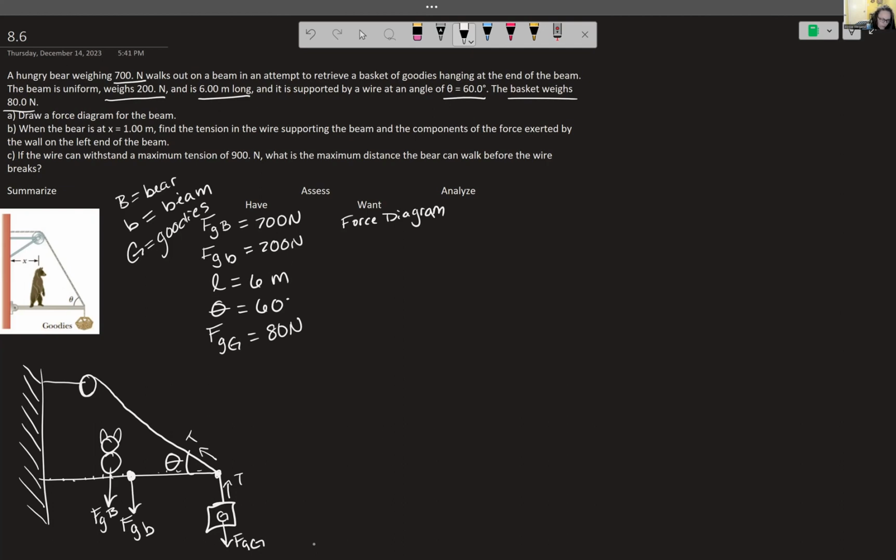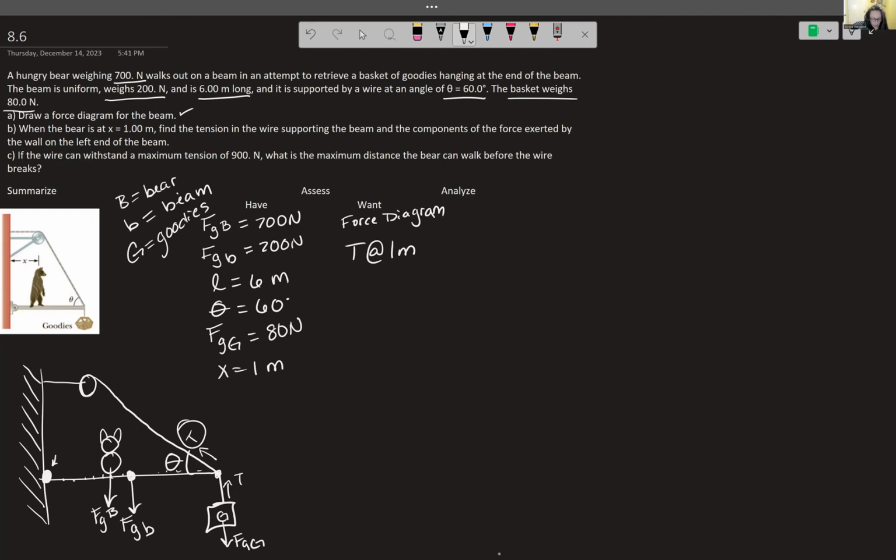Okay. Draw a force diagram for the beam. Did that. When the bear is at x equals 1 meter, find the tension in the wire supporting the beam and the components of force exerted by the wall on the left end of the beam. Okay, so I need this tension, and I need to figure out the force at this point. Okay, fantastic.